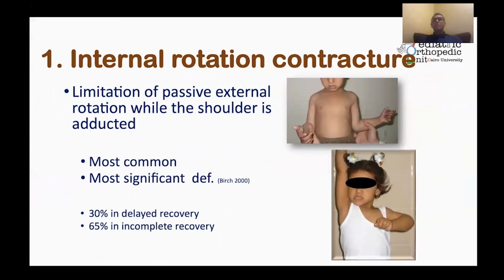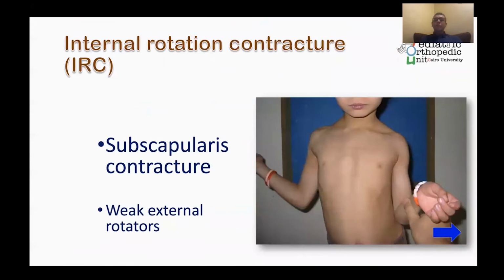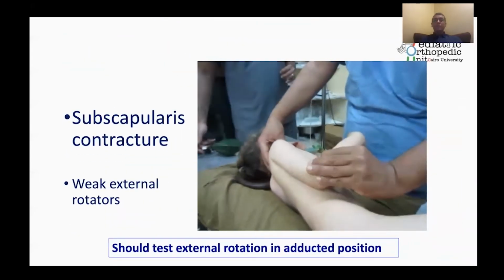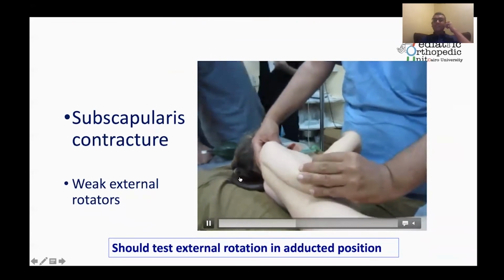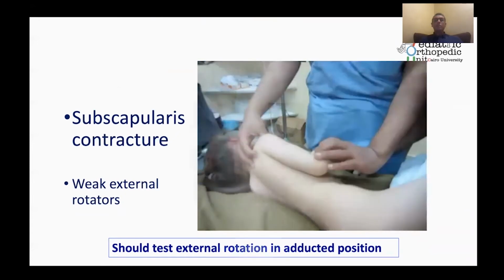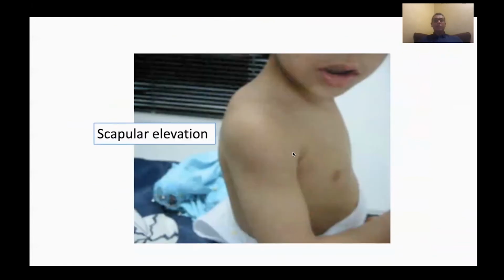The most common is internal rotation contracture. There is no passive external rotation of the shoulder while it is in adduction. And the main cause of internal rotation contracture is subscapularis contracture. We have to test external rotation while the shoulder is adducted, because once we do abduction, we may get external rotation range of motion, because the subscapularis will restrict external rotation only in adduction and not in abduction.